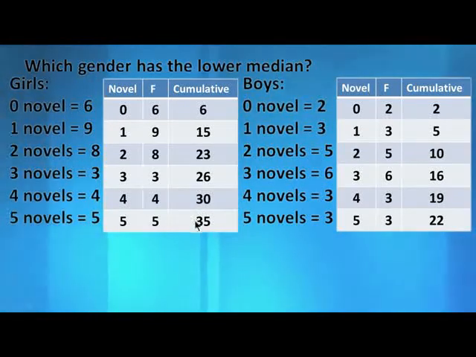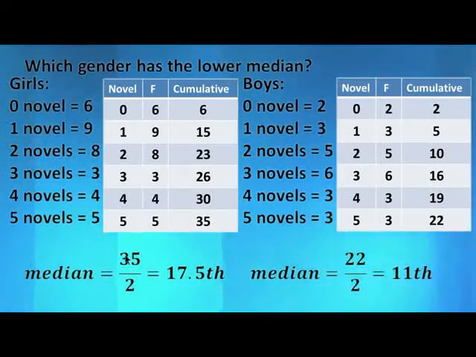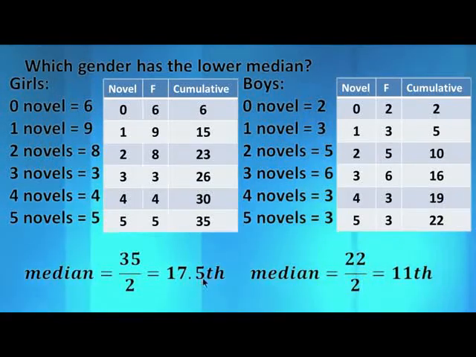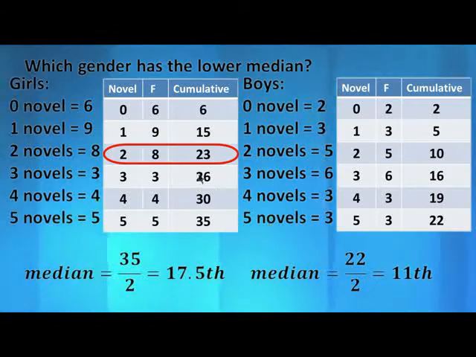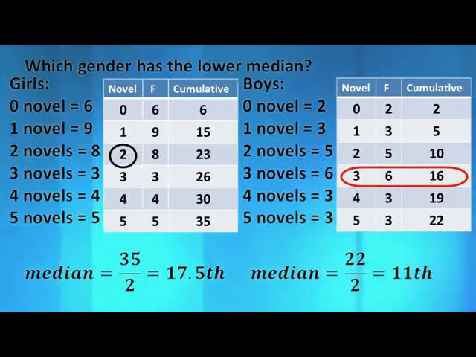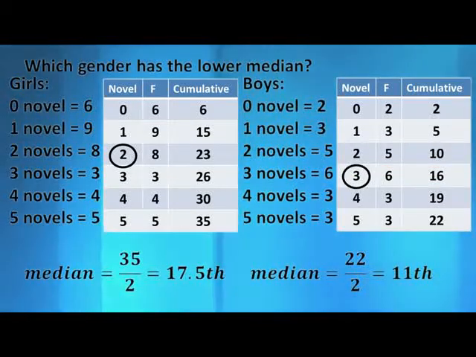As you can see, the total is 35 because there are 35 girls, and the total boys is 22 because there are 22 boys. So the median of the girls, 35, the total girls per 2 is actually 17.5 data. That's the median, and the median for the boys is actually 11 data. So this is the row for the median of the girls. So this is the row for the median of the boys.